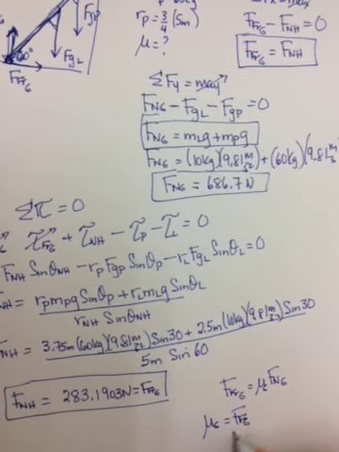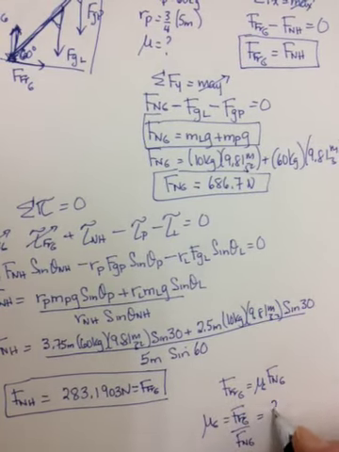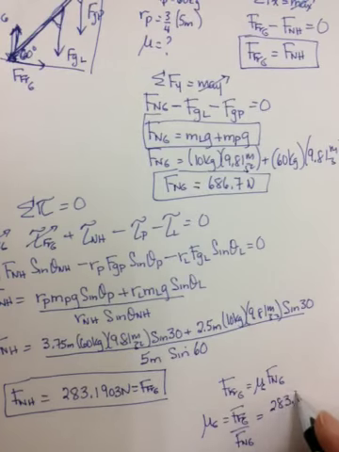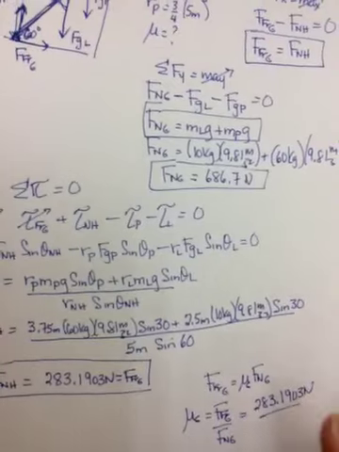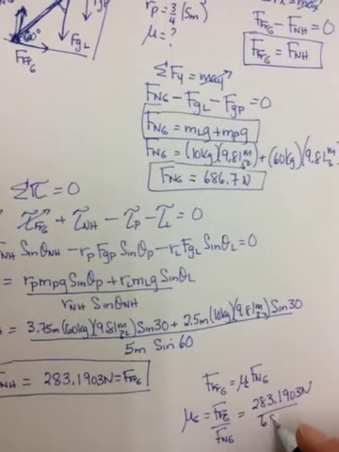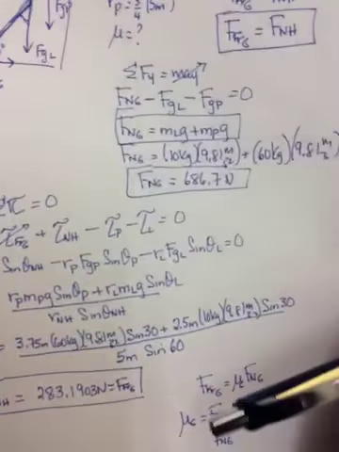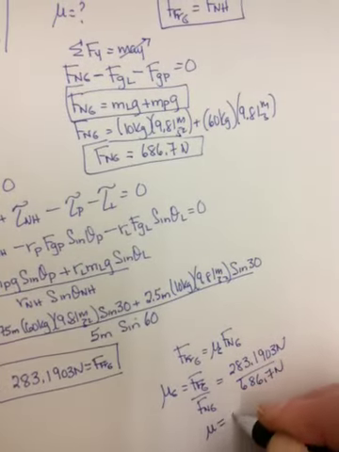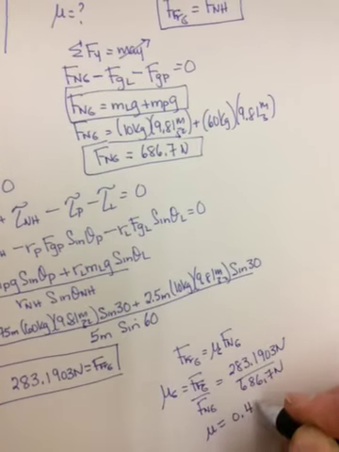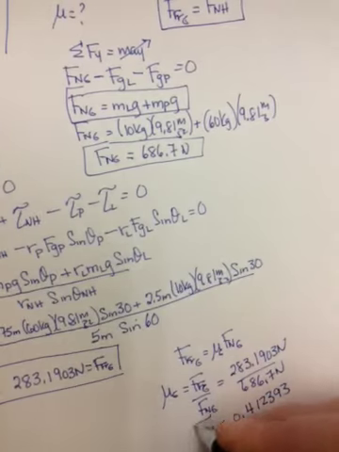It's going to be friction divided by Fn of the ground. So it's going to be 283.1903 newtons divided by that 686.7 newtons. And when I do this, I get a mu of 0.412393.